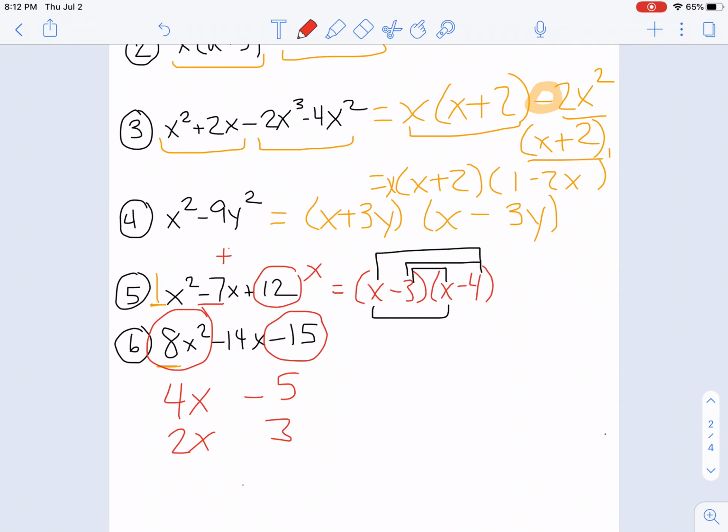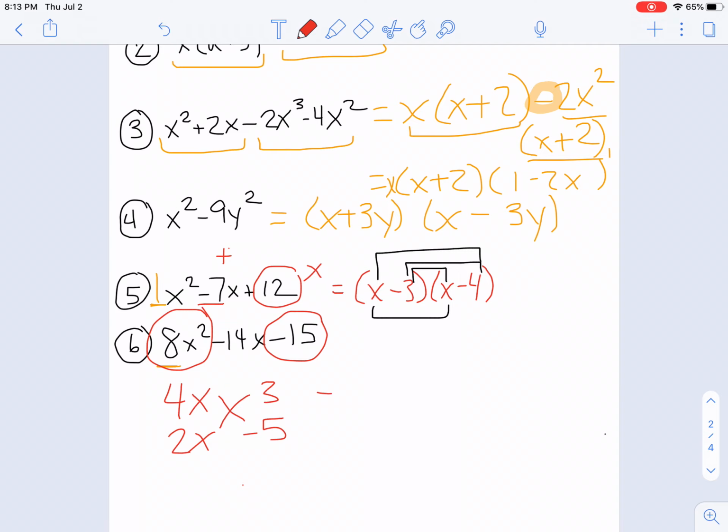Crossover gets its name because we're going to multiply across. So 4x times 3 gives me 12x, and 2x times negative 5 gives me negative 10x. That does not add to negative 14. That gives us positive 2x, so that doesn't work. Now, before I throw out those factors completely, I need to switch these around because they could just be paired up incorrectly. So now I'm going to do this instead.